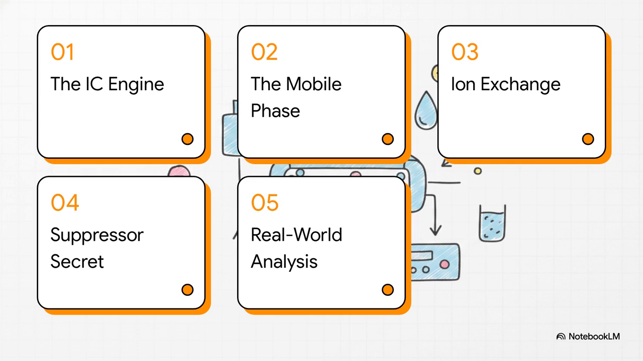Number 1, the ion chromatography engine. Number 2, powering the mobile phase. Number 3, cation and anion exchange. Number 4, the suppressor secret. And finally, real-world analysis. Let's get to it.